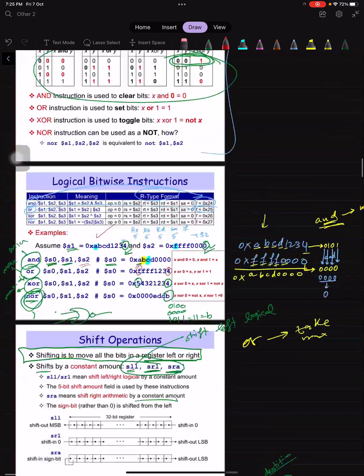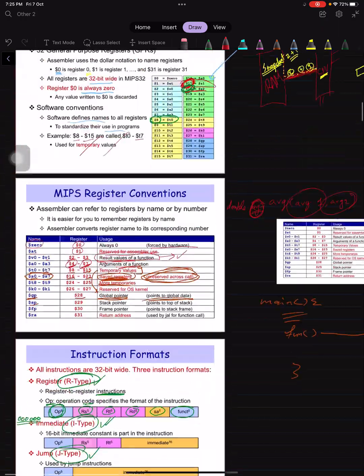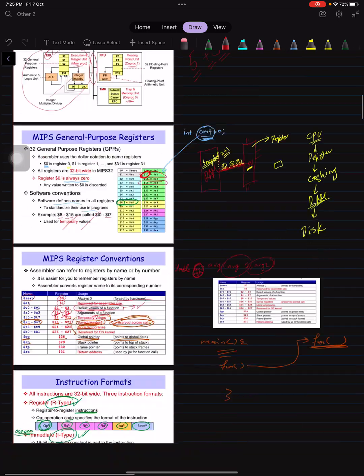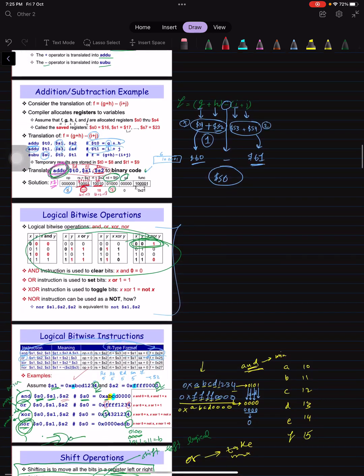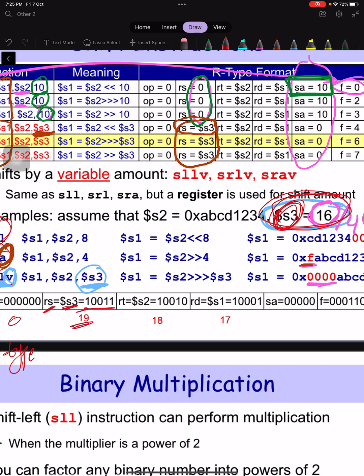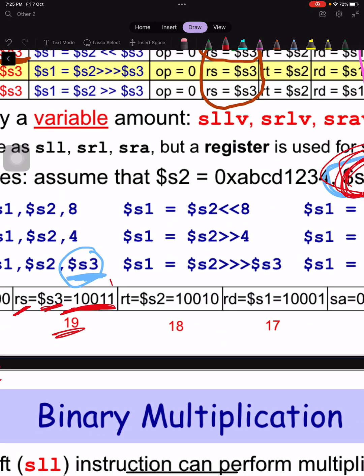ولأن ال S3 شنو ال S3؟ خلينا نرجع إلى الجدول حقنا الجميل. ال S3 is what actually? ال S3 is actually 19. It is in register 19. احنا نحفظ ال S3 في register 19. That's why we are going to dump 19 in there, which is this 19, which is again 1, 2, 4, 8, 16. 16 plus 2 plus 1 is equal to 19.